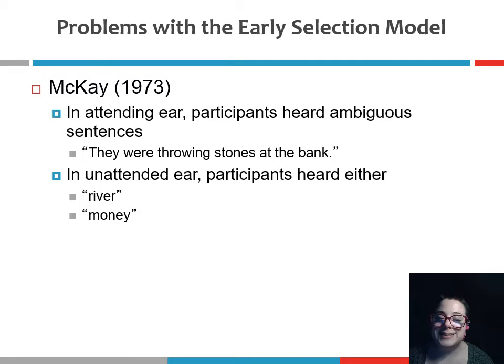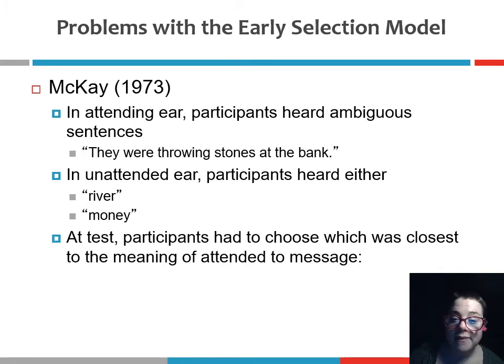One is an institution that is responsible for keeping all our money. And the other meaning is a river bank, right? So in the attended ear, they heard the sentence, and then in the unattended ear, they heard either river or money. And then their task later on was to choose which of the following sentences was closest to the meaning of the message that they heard.